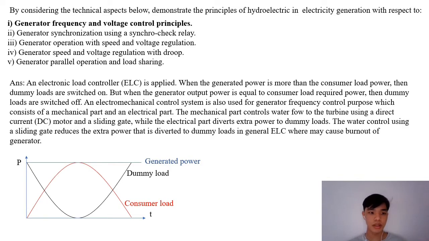For answer 3.1, an electronic load controller is applied. When the generated power is more than the consumer load power, then the demand loads will be turned on. But if the generator output is equal to the customer load requirement power, then the demand loads will turn off. An electronic mechanical control system is used for generator frequency control. Water control uses a sliding gate to reduce the extra power that is diverted to the demand load. In general, an ELC is used to avoid burnout of the generator.